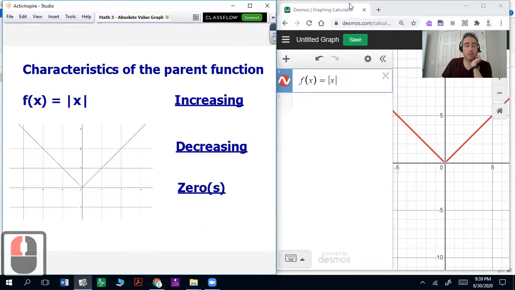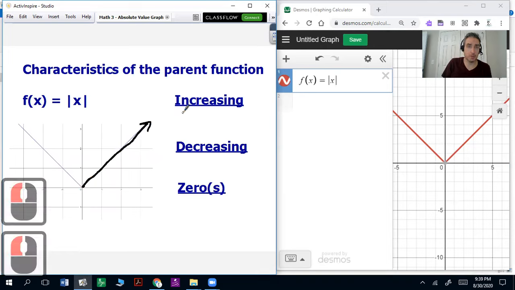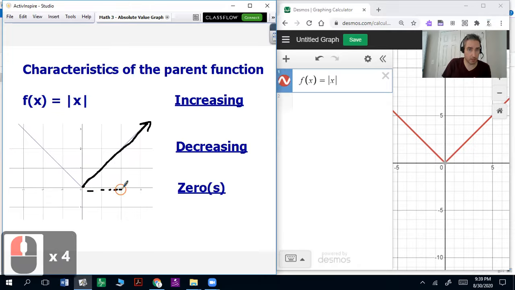The graph can be, there's going to be part of the graph that's increasing, part that's decreasing, and there also are going to be zeros. So the increasing part, and again, the parent function, the increasing part is going to be the part that basically has a positive slope. So that's going to start at 0. We always use x values. So at 0, the graph begins to increase as it goes to the right. So from 0 all the way till forever. So that's going to be increasing from when x is greater than 0.